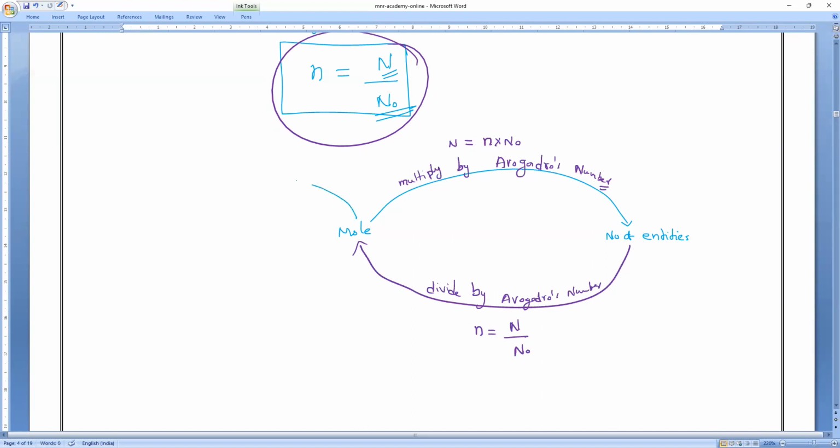Next, from moles to the mass of a substance. Moles to the mass of a substance. So what do we have to do, guys? Multiply with what? All of you, please tell me. Multiply by molar mass. Molar mass.